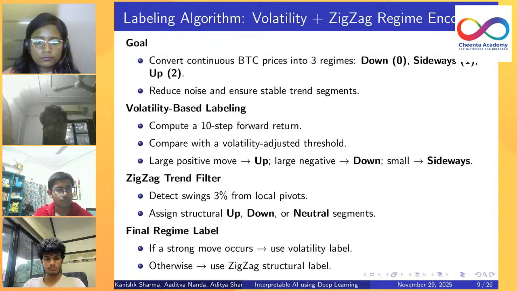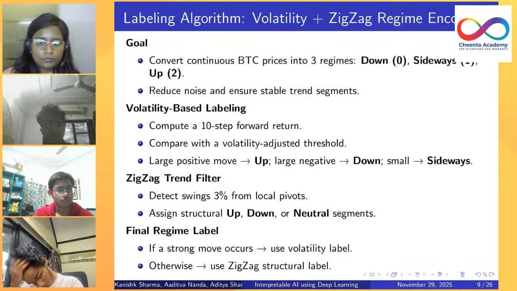If there's a large positive movement, then uptrend, that is y equal to 0, is assigned. If there's a large negative movement, then downtrend, which is y equal to 2, is assigned. And if there's small movement, then it's assigned as sideways, which is y equal to 1.